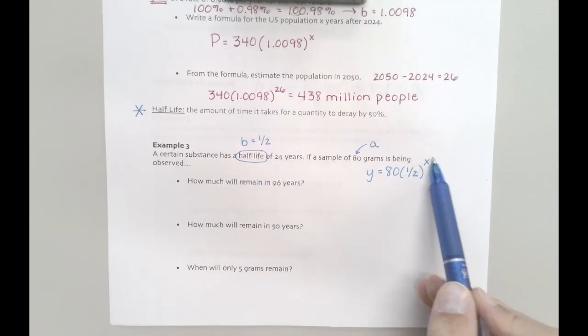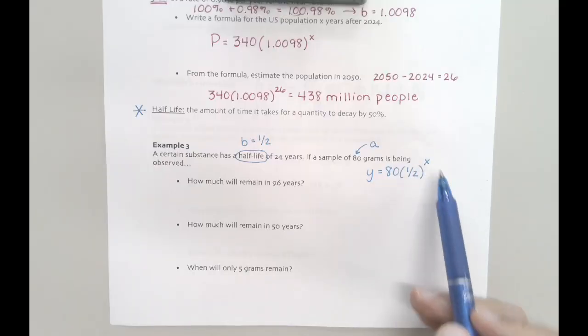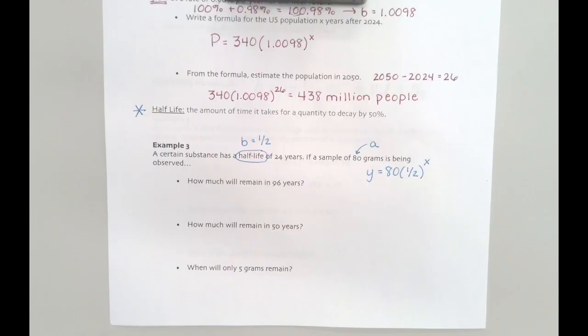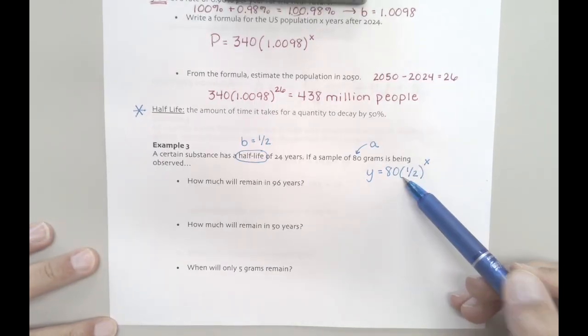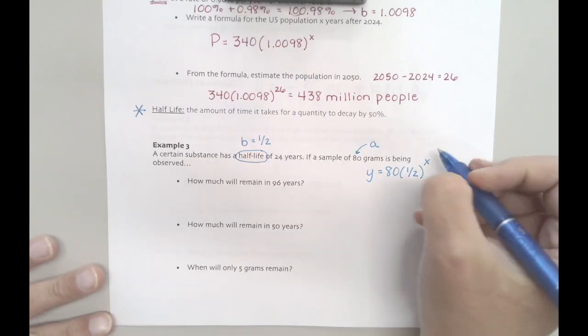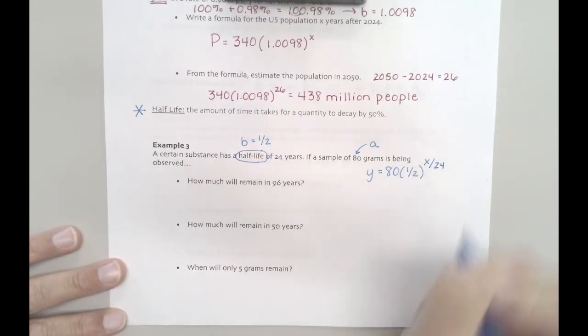So I want to do something up here to my exponent to make it so that I'm taking these years and putting them into groups of 24. And when I finally reach a group of 24, that's when I get to cut in half one time. And so the way that's going to work is we're always going to put this up in the exponent like this.